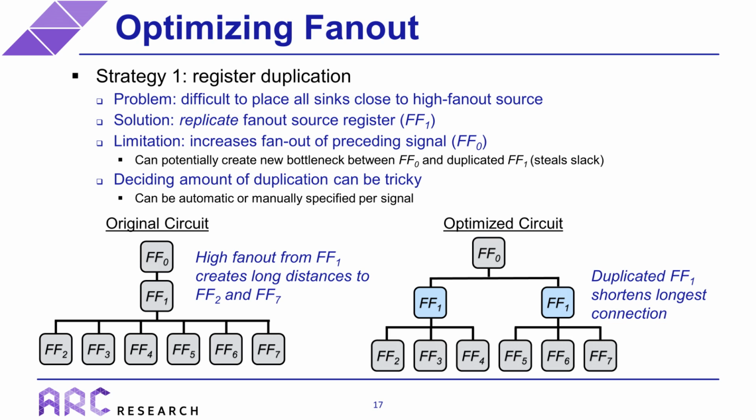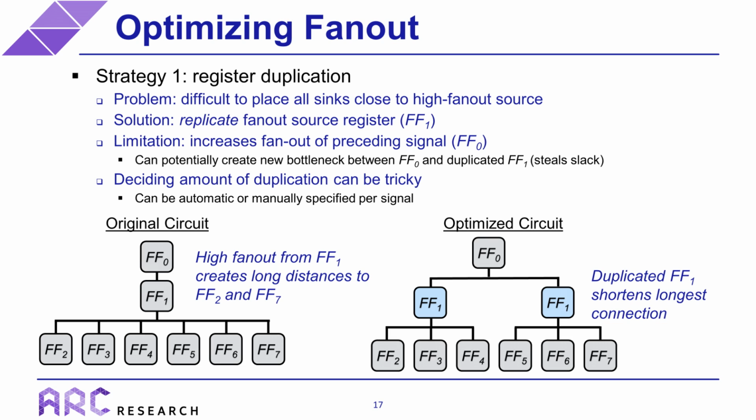So one way we can optimize fan-out bottlenecks is through something called register duplication. First, the problem with fan-out is that it is often difficult to place numerous sinks for a high fan-out signal close to the source. So you end up with both distant resources and routing congestion. This is illustrated in the left figure where the sinks of the fan-out, flip-flops 2 through 7, can't all be close to flip-flop 1, which is the source.